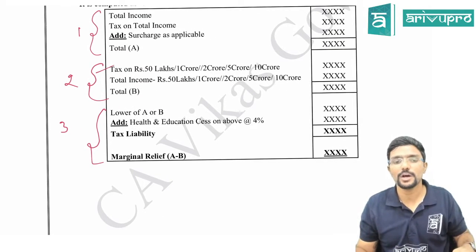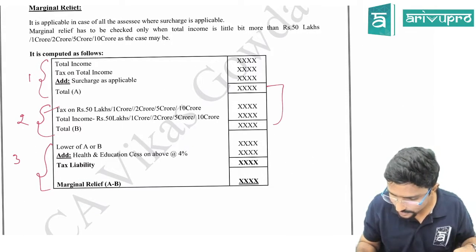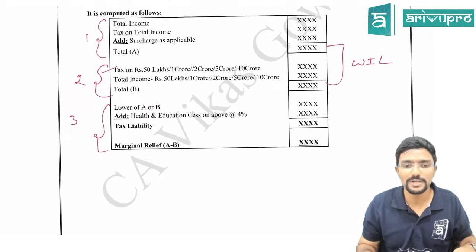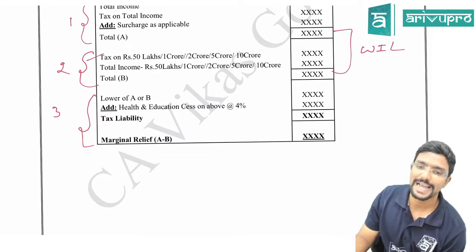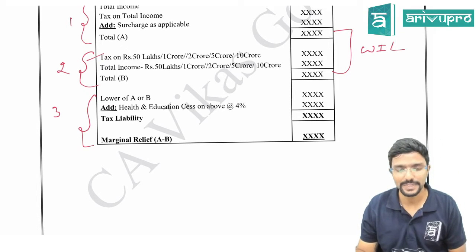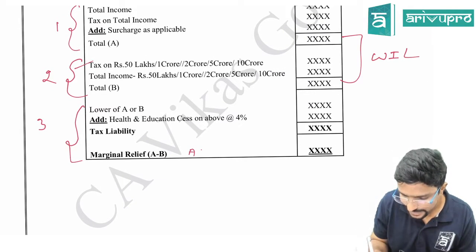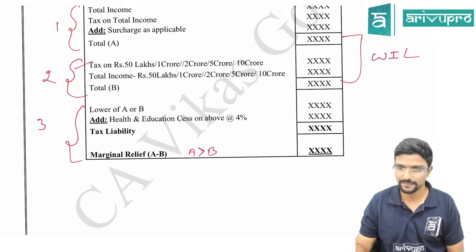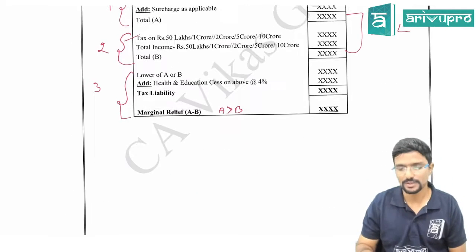So next, lower of A or B. I have to take this or this, whichever is lower. Okay sir. Then for this always add health and education cess at 4%, then you will get the tax liability. Finally, marginal relief is nothing but A minus B. Only when A is more than B will you get marginal relief guys. If A is less than B, no question of marginal relief. Agree? No question of marginal relief. That's all. Chalo.